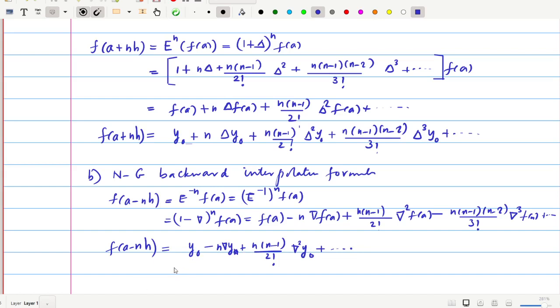In the next class we will discuss the problems involving this forward difference formula and backward difference interpolation formulas.